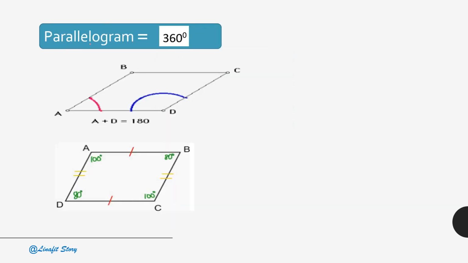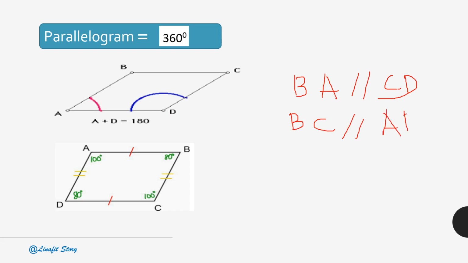A parallelogram. The opposite sides are parallel and equal. So for example, line BA is parallel to line CD, while line BC is parallel to line AD. And then please take a look. 100, this is also 100. This is 80, this is also 80. So 100 plus 100 plus 80 plus 80 equals 360 degrees.